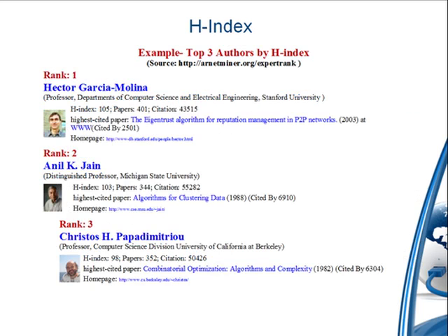Now this is an example of the H index. In this example we consider author ranking, and this data is copied from ArnetMiner. This is a source, and it represents the rank of authors based on the H index value.